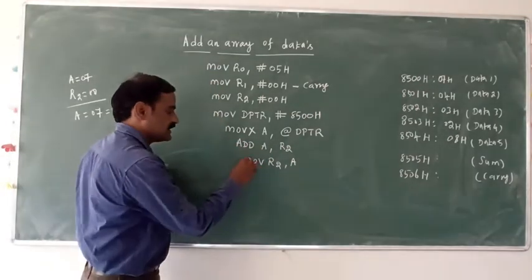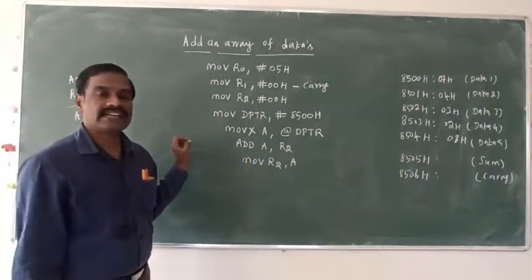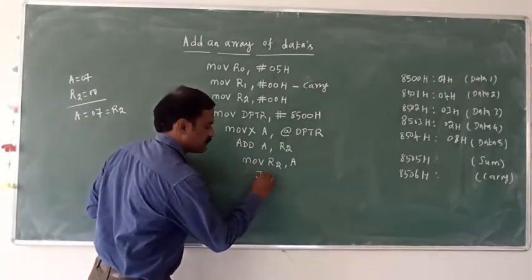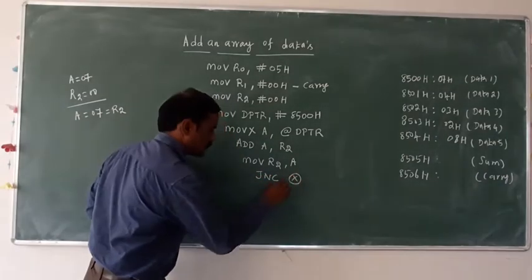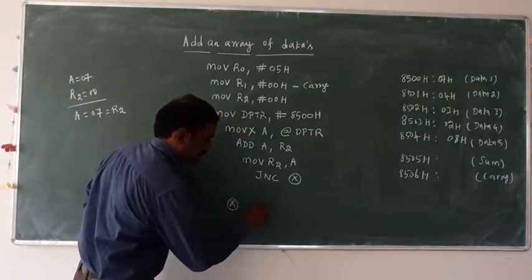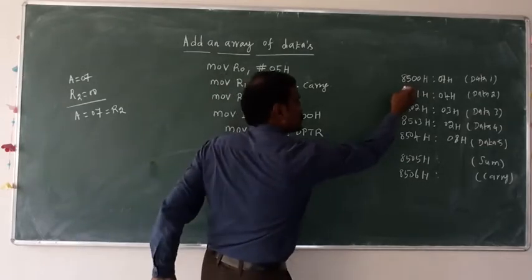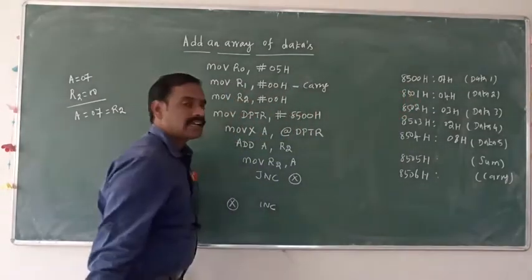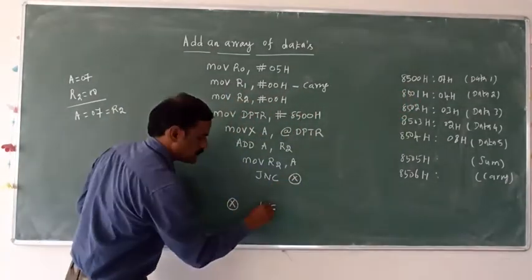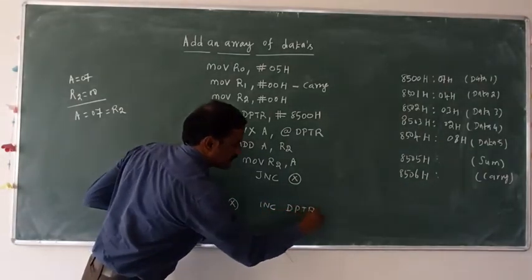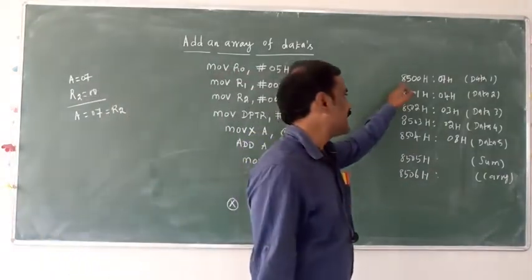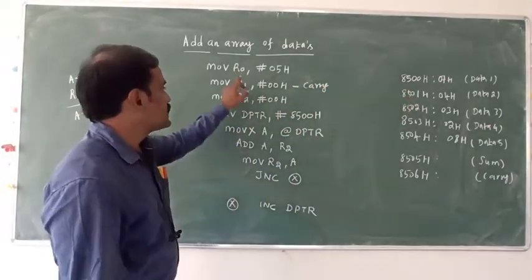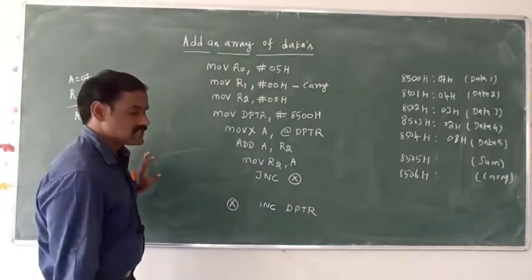Now we check the add result, whether there is a carry or not. Jump if the result has no carry: JNC. No carry means jump to here. Increment the data pointer address, because we have to add the second data. If no carry, jump to here and increment the DPTR. Now the address will be incremented. After the increment, we decrement the number of data, which is available in register R0.